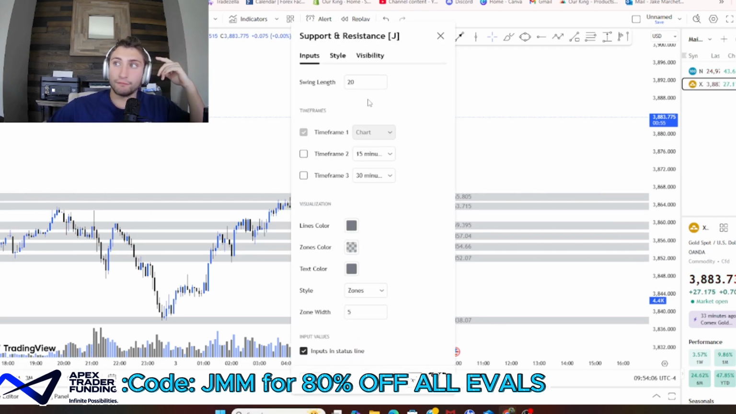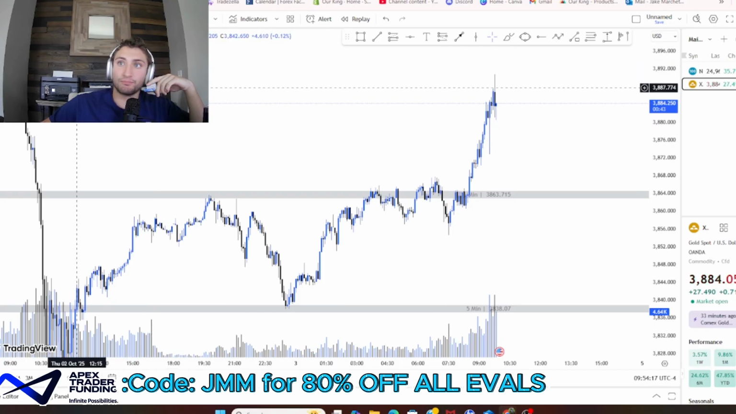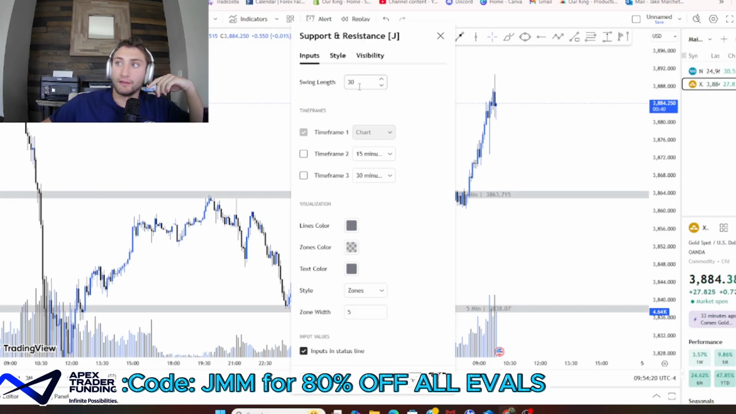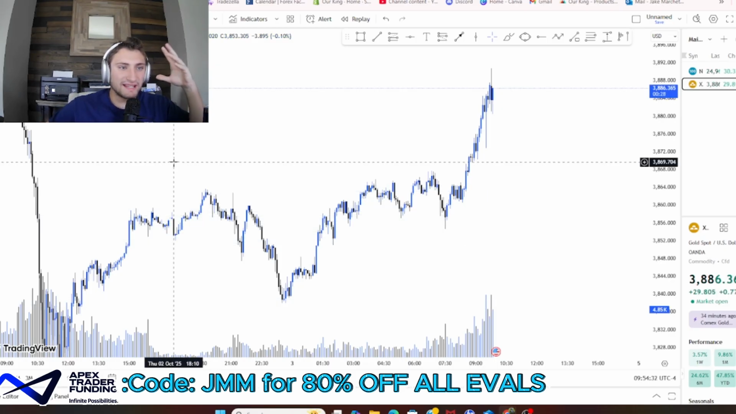Well, easy fix. If we go down here onto the settings, we go to swing length, and let's just say we up it to 30. Bang. Look what it does. It limits the zones and it gives us valid zones. Let's say that's not enough zones. Let's try 24. 24 will give you a little bit more. But you guys see what I mean? This indicator is very well plotted with valid zones. You can adjust it to lines or zones, whatever you want, and it'll give you the best levels that you can trade with.